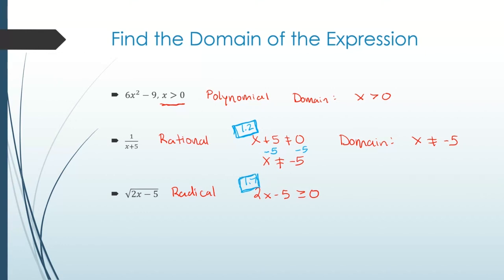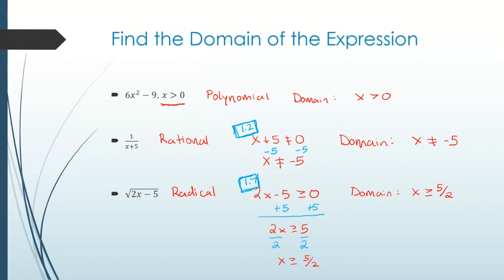When we're solving, we start by adding 5 to both sides because we want the x by itself. That gives us 2x is greater than or equal to 5. And then you divide both sides by 2 to get just x. That gives you x is greater than or equal to 5 halves. So our domain is x greater than or equal to 5 over 2.